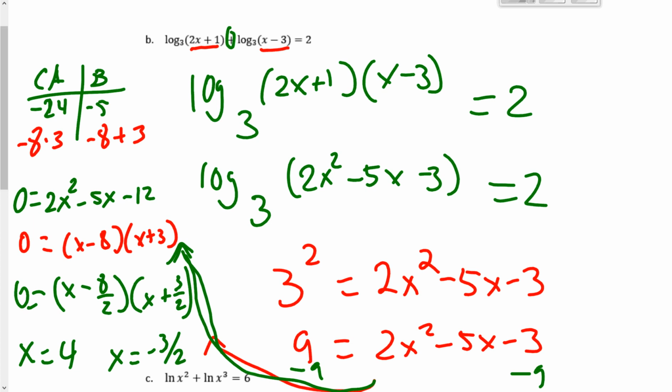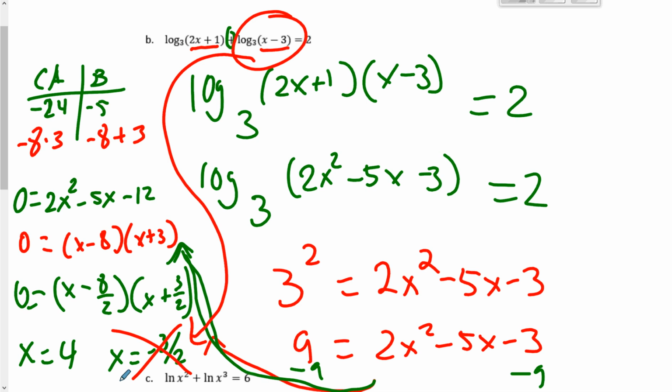Again, we need to check, make sure these both work, that we don't get any negatives. We have a negative 3 halves, and so when I put that in here, I know that this negative is not going to work, right? So that one's not going to work. So 4, 8 is 2, and 4 is 1 is 0, and 2 plus 0 is 2. So this one does indeed work.